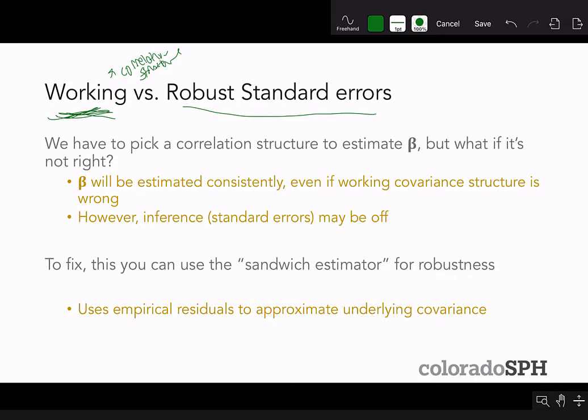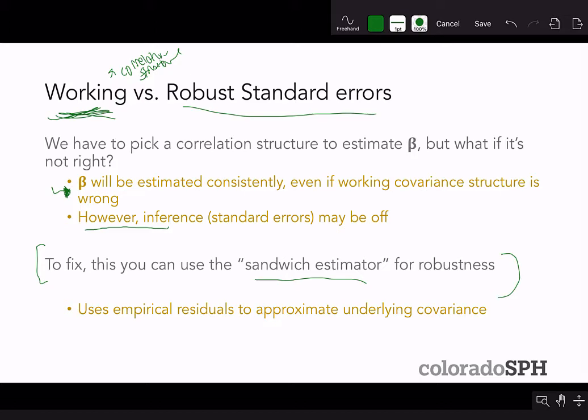And if you don't choose the correct working correlation structure for your data, you'll still get betas that are estimated consistently. You'll still get betas that are unbiased, even if your working correlation structure is wrong. However, the issue is that your inference, your standard errors, might be off if you have the wrong working correlation structure. Luckily, there's a fix for this that's built into the GEE estimation framework called robust standard errors, which come from something called the sandwich estimator.